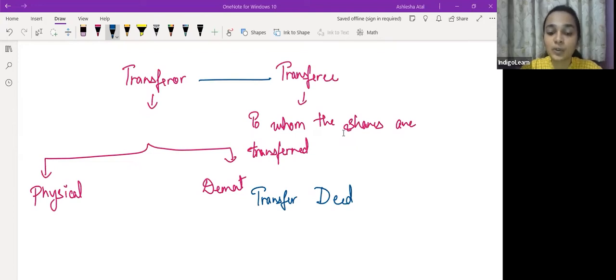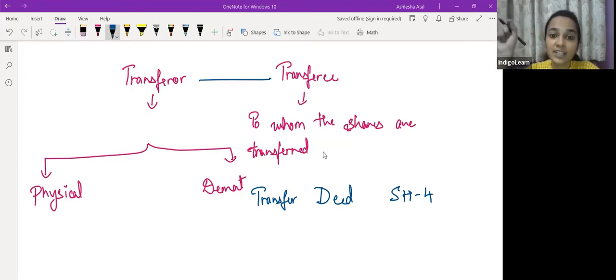Now this document, the transfer deed, shall contain a few particulars, and this transfer deed is made in a separate form called SH4. Form SH4 is the form in which the transfer deed is made, and this transfer deed has to contain certain details. Now what are the details? First of all, this transfer document has to be properly dated, has to be in a proper form, that is SH4, and it should be properly stamped.